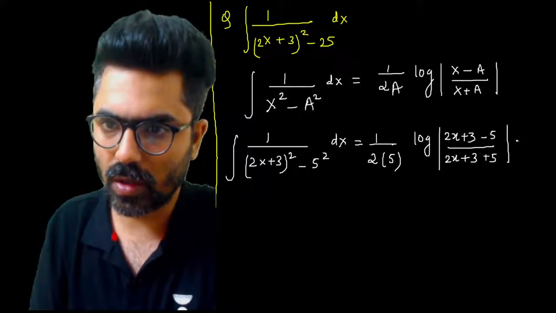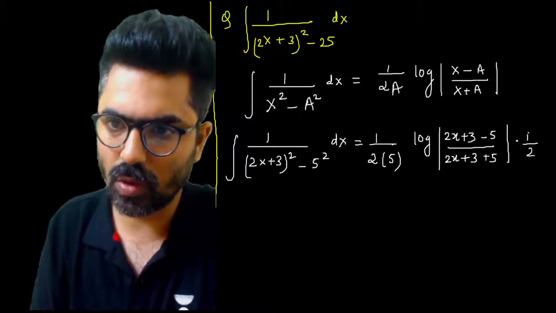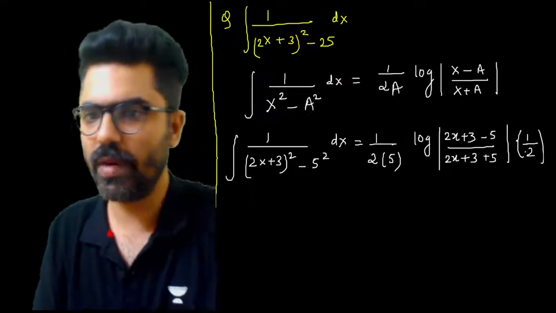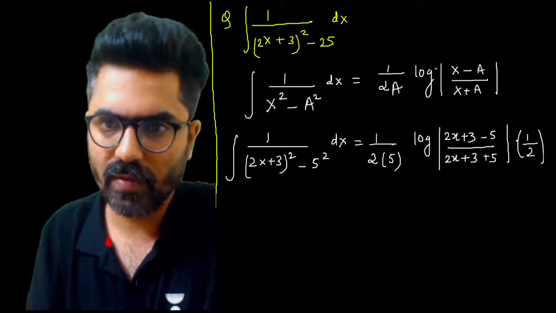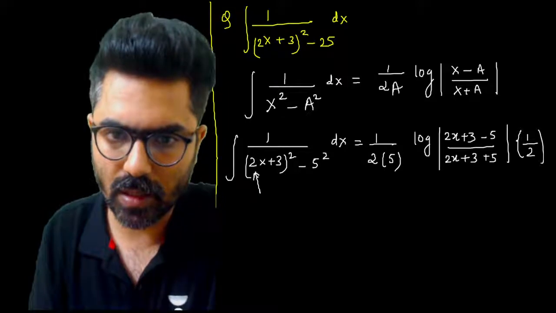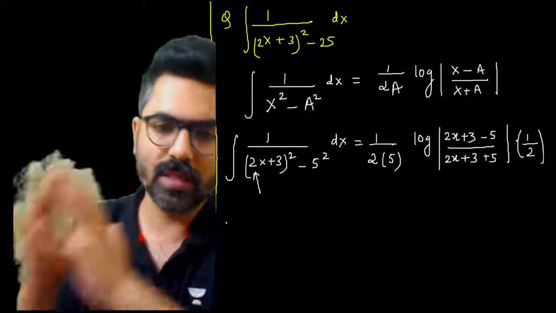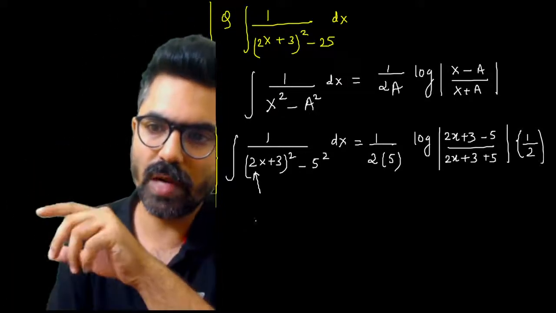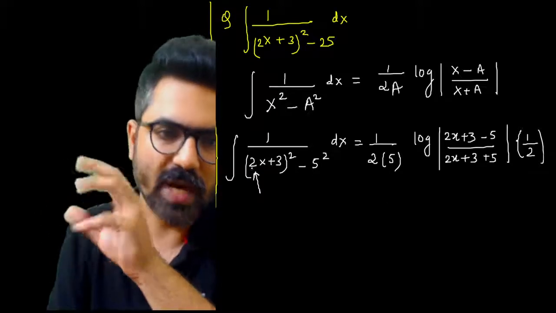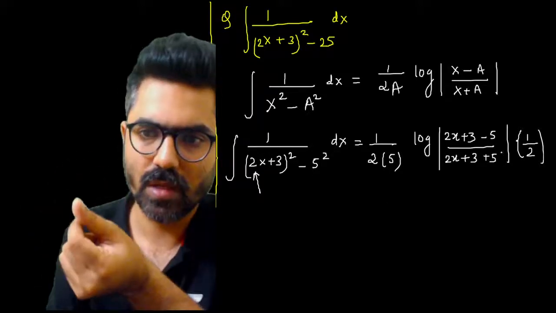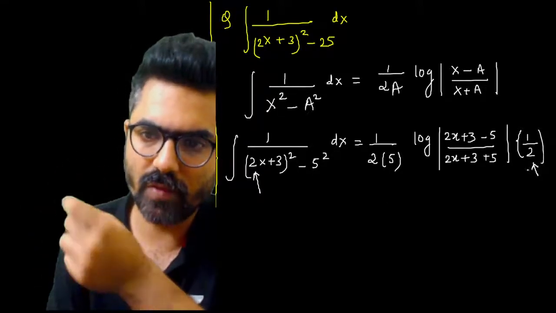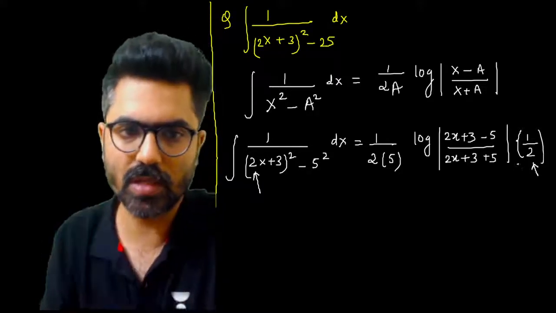After doing all this, you have to multiply with 1 by 2 also. So when to divide or when to multiply with 1 by 2? Whenever the coefficient of x is something there, like 2x plus 3, you divide with 2. If it is 5x plus something, divide with 5. You have to divide with the coefficient of x. Always remember this. This is an important step.